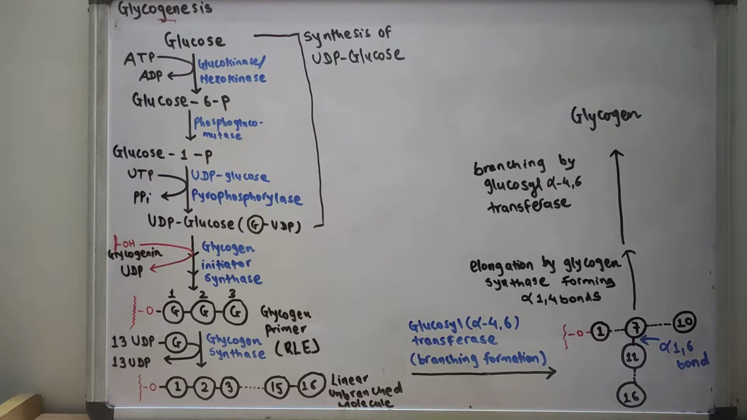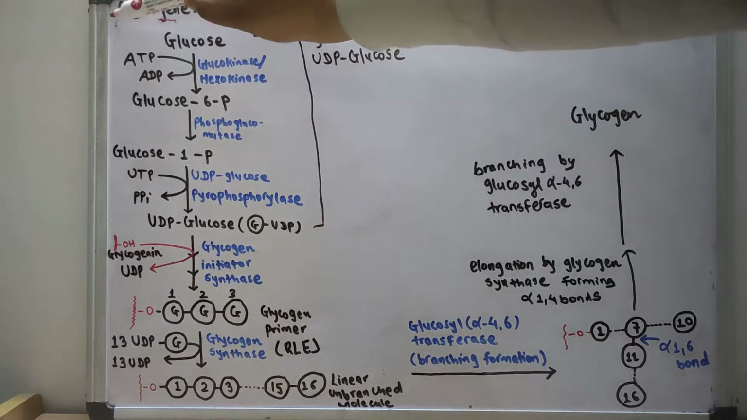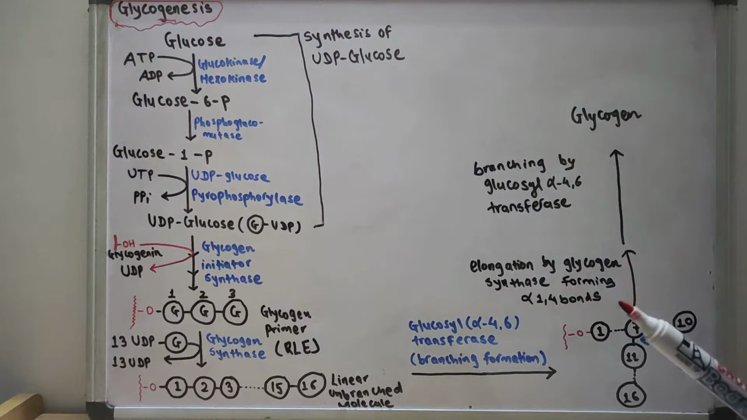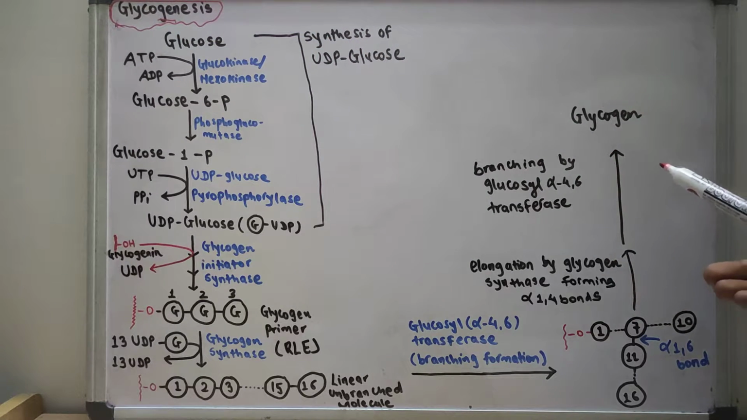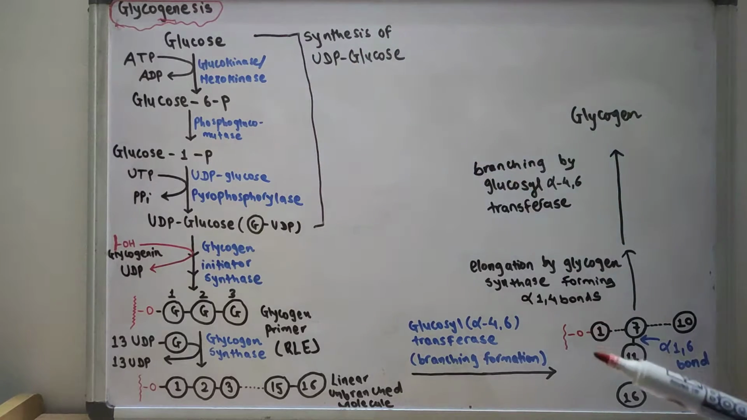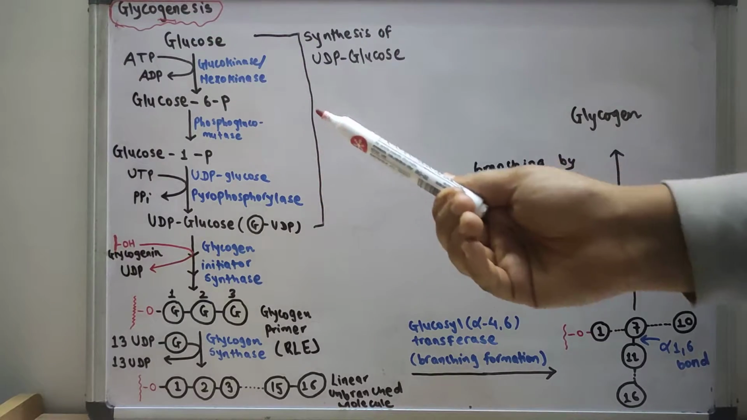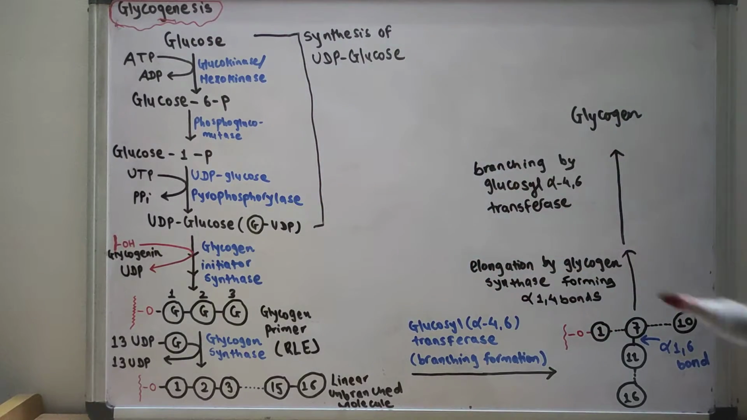Today we are going to read about another topic of glycogen metabolism, that is glycogenesis. As I have already described, glycogenesis is the formation of glycogen from a glucose molecule. So to form the glycogen molecule from glucose, we need ATP, UTP and a glucose molecule. Now let's discuss step by step how a glycogen molecule is formed.